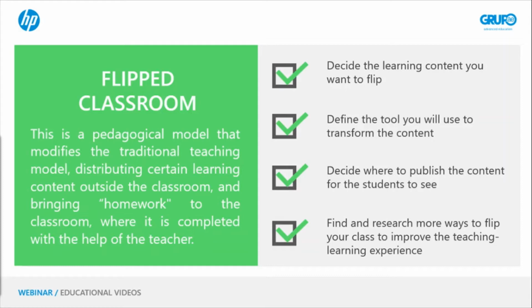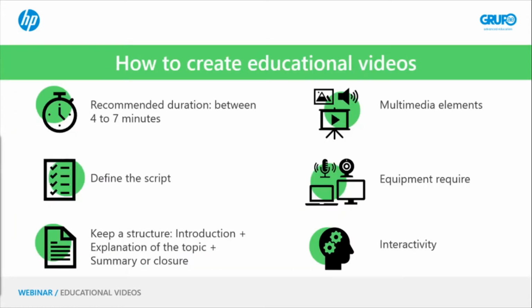Now, I'd like to share some tips to make the creation of educational videos quicker and the resulting video more attractive to our students. The first thing is that the video shouldn't last more than 10 minutes. The recommended duration is between 4 and 7 minutes to engage the student's attention. The second is to define a script, i.e., as much as we might know the content we're going to teach, it is always helpful to define the key points we want to convey, so as to organize our lesson based on the time we have available.